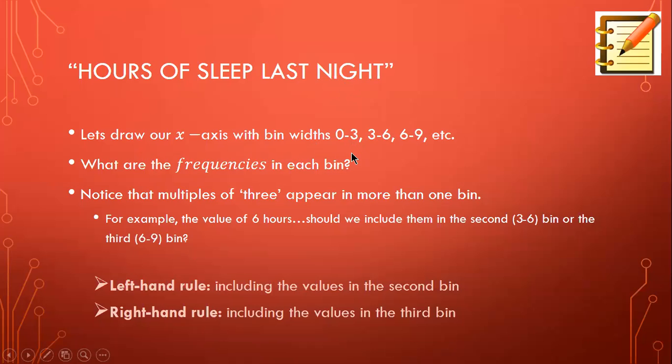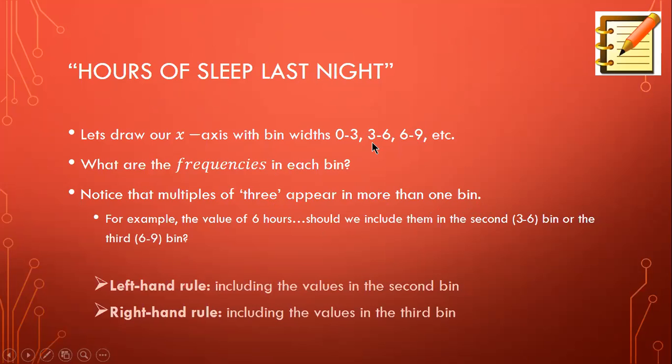So our bin width is going to be 3, which means we're going from 0 to 3, 3 to 6, 6 to 9, etc. We want to see what the frequencies are in each bin, so how many times a data value falls in that bin. But I want you guys to notice something. Notice that we have multiples of 3, so 3 appears in more than one bin. We have a 0 to 3, and then we have a 3 to 6, and then a 6 to 9. So 6 is included in both of these, and 3 is included in both of these.